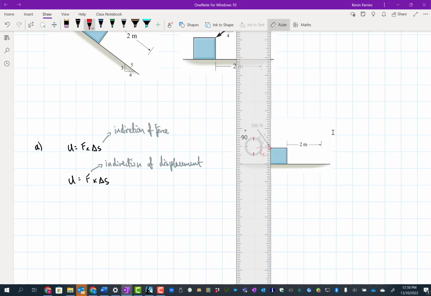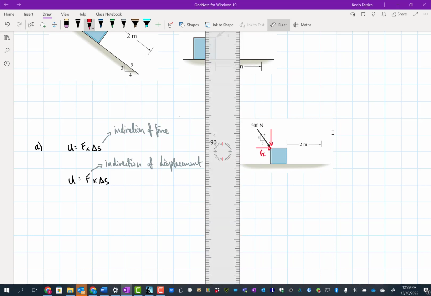I'm not a big fan of doing these 3, 4, 5 forces because you don't often get them in engineering problems. But that's the way they've done it. This book likes to do these 3, 4, 5 rules. All it means is, in order to figure out these sides, whatever the magnitude of this is, you divide it by the number on this side and times it by the number on the side you're interested in.